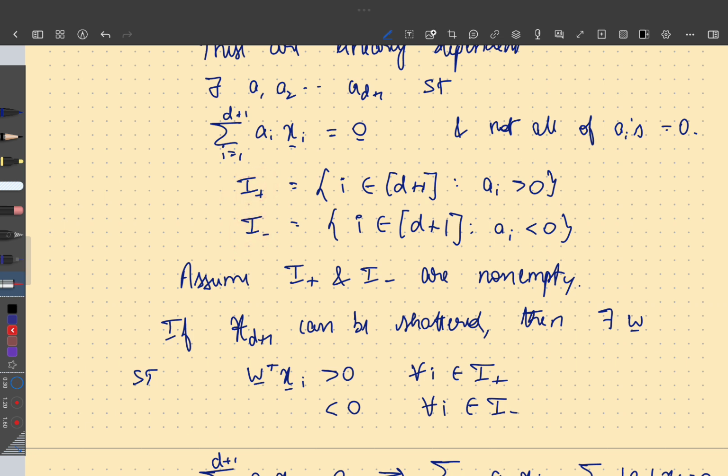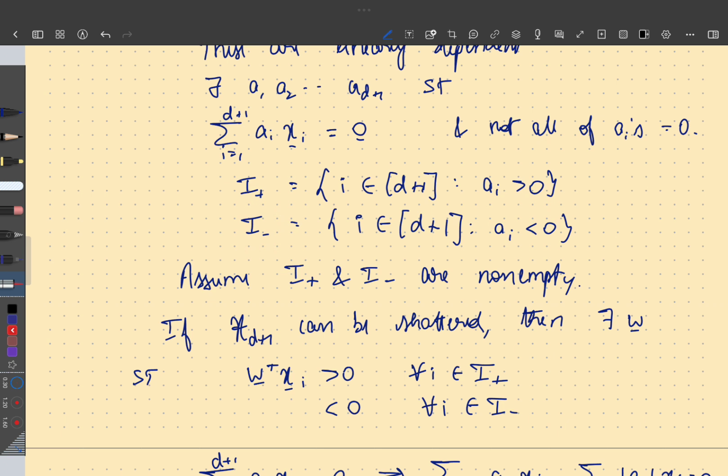First we'll assume that one of them is non-empty. Both of them can't simultaneously be empty. Alright. So if it can be shattered, then you should be able to generate all possible labelings. In particular, I'm interested in whether the labeling where I plus gets labeled plus 1 and I minus gets labeled minus 1 can be generated or not. It doesn't matter which one gets which label. I should be able to generate all possible labelings, and this is one such labeling.